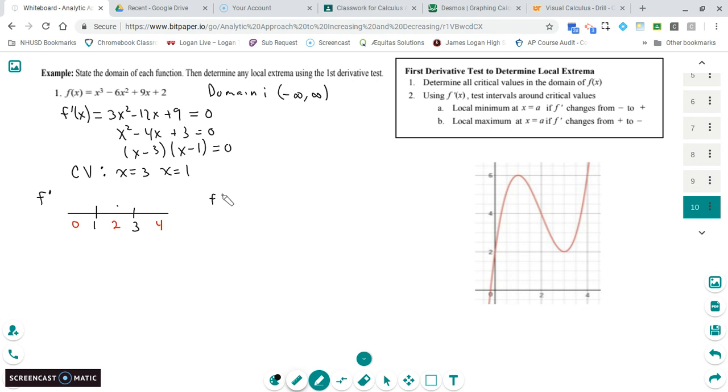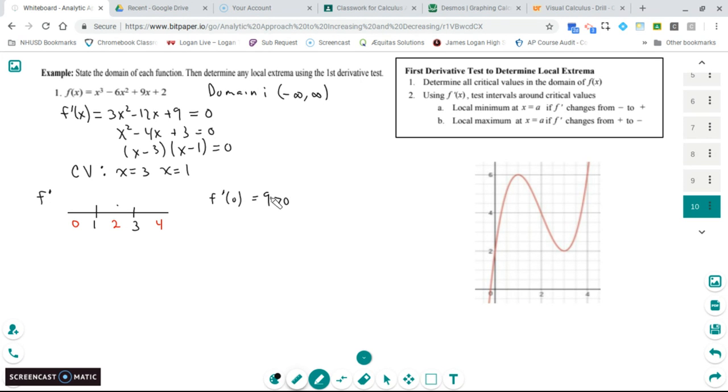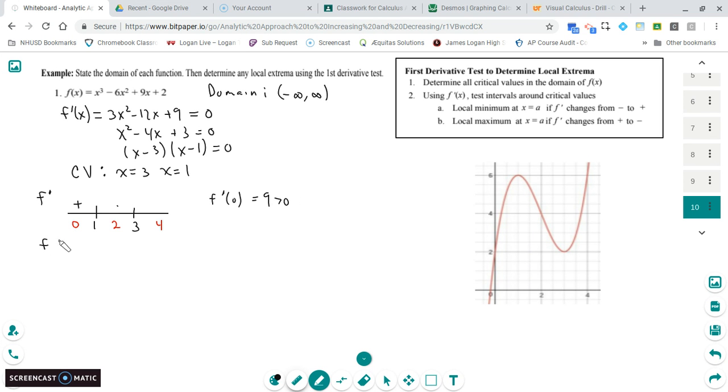We're going to evaluate the first derivative around those values. So I'm going to do f prime of 0. That's going to leave me with 9, which is a positive number. So this is positive. That means that in this interval, on this part of the domain, f is increasing. Testing the next interval from 1 to 3, we're going to choose 2, f prime of 2.